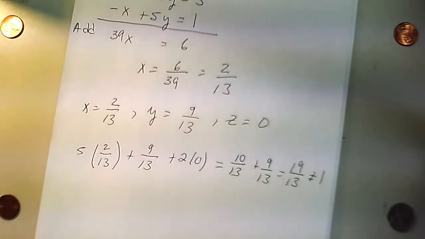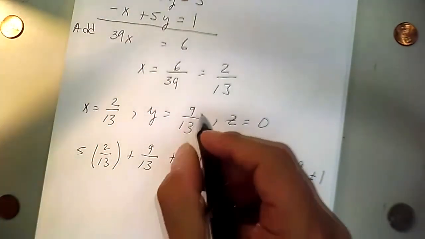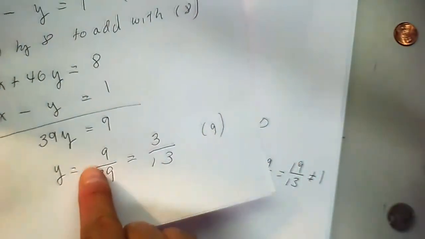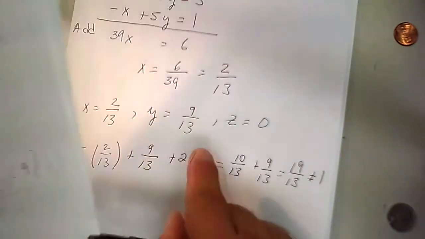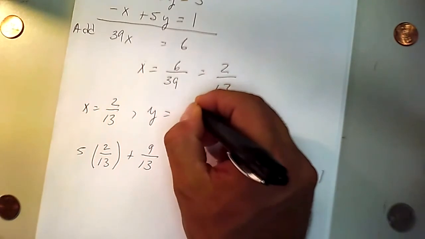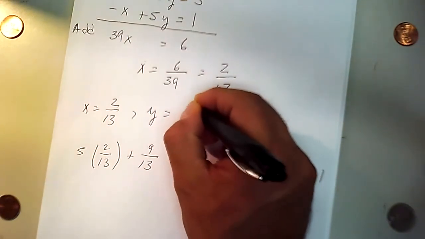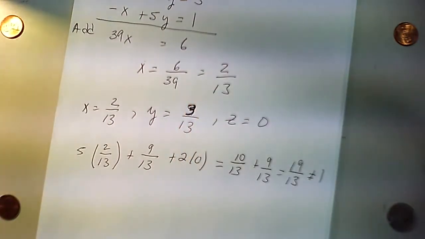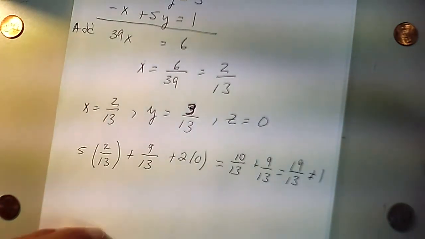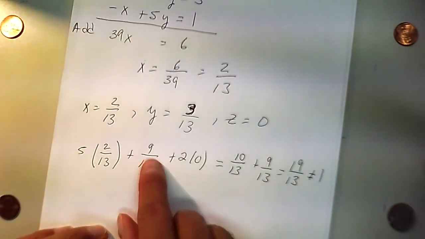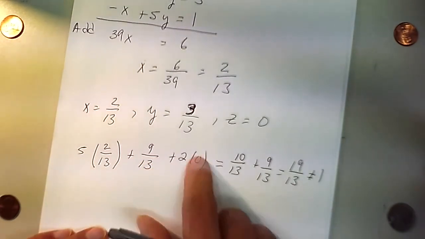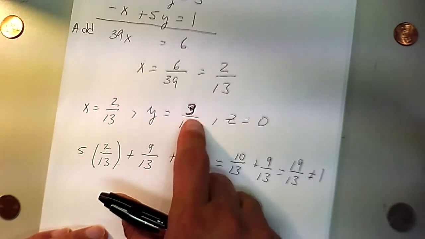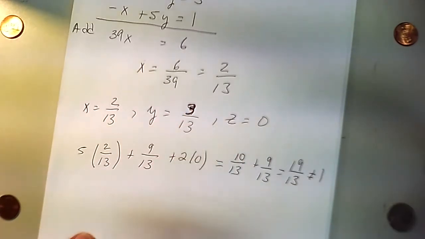Okay, it looks like my mistake is here. I copied the y value incorrectly. The y value is 3 over 13, not 9 over 13. Since I plugged in 9 over 13 and that didn't work, I knew something was wrong. So I went back and checked, and it should be 3 over 13. That should fix the problem.